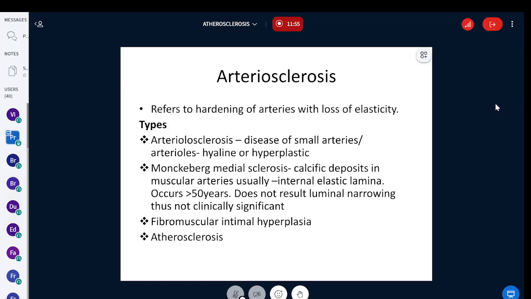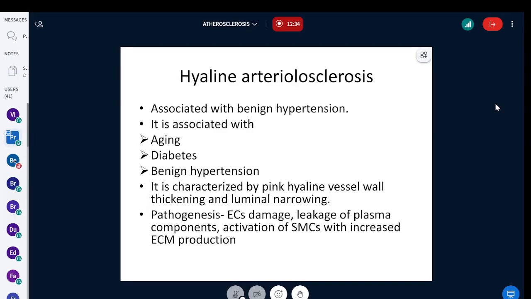In this disorder, you have calcific deposits in muscular arteries. Usually, you'll have depositions in the internal elastic lamina. I've shown you where this is. This is a disease that occurs in patients who are more than 50 years of age. And most of the time, it does not result in luminal narrowing and therefore is usually an incidental finding with no clinical significance. Another disorder is your fibromuscular intimal hyperplasia. And then we have atherosclerosis, which I said we're going to discuss in detail.